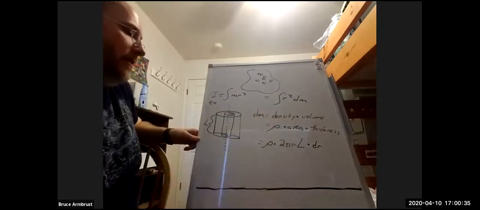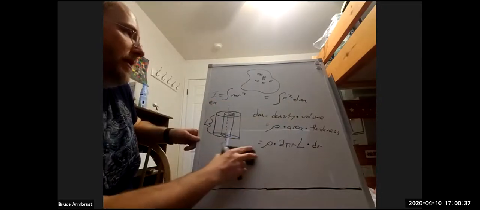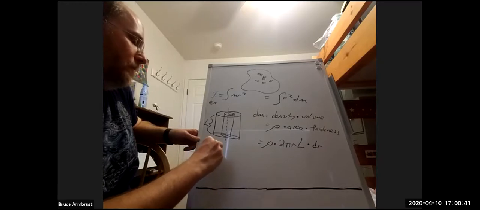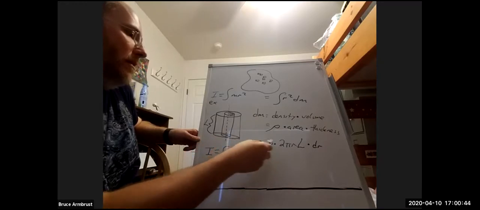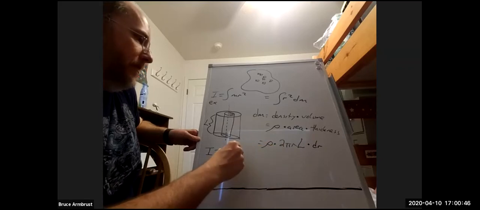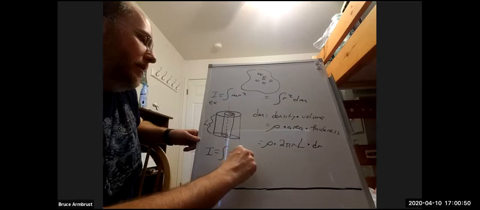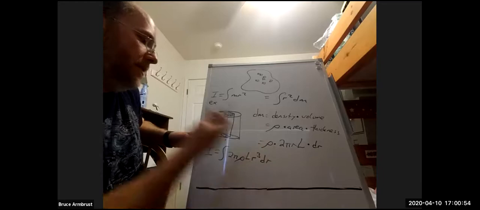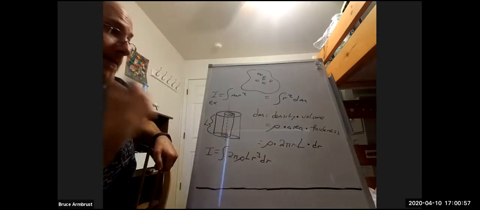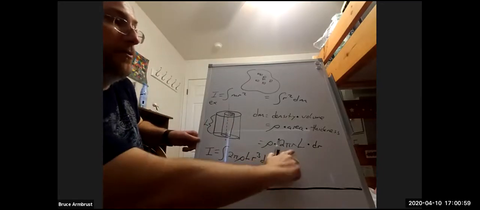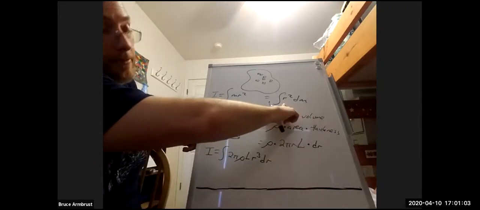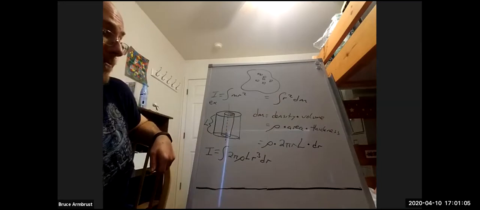And so when we calculate our moment of inertia, we're going to get I is equal to the integral of r squared times this. So I'm going to put stuff together. I'm going to get 2 pi rho L r cubed dr. So it's an r cubed now because there was one r in our area formula, and there was the r squared that comes from just the calculation for moment of inertia.